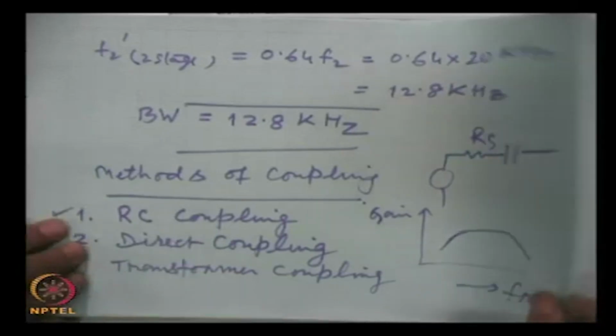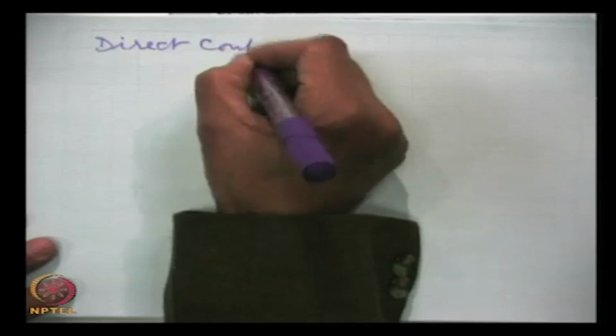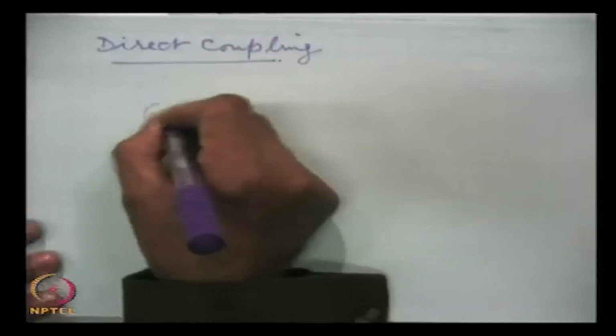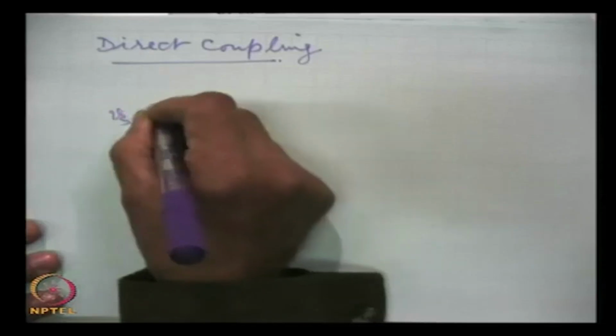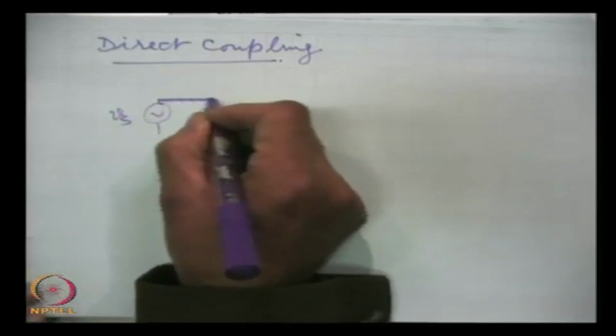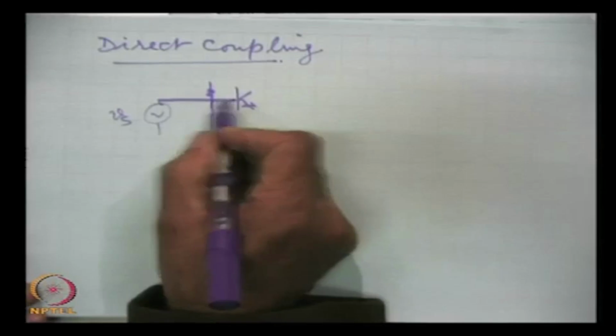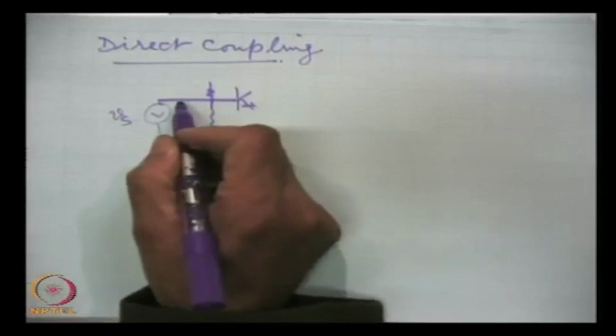Now we take another method of coupling, which is direct coupling. In direct coupling, the signal is coupled, just connected by a conductor. For example, if this is the signal source or the previous stage, it is just coupled to the base of the next. In direct coupling, there is no capacitor involved.